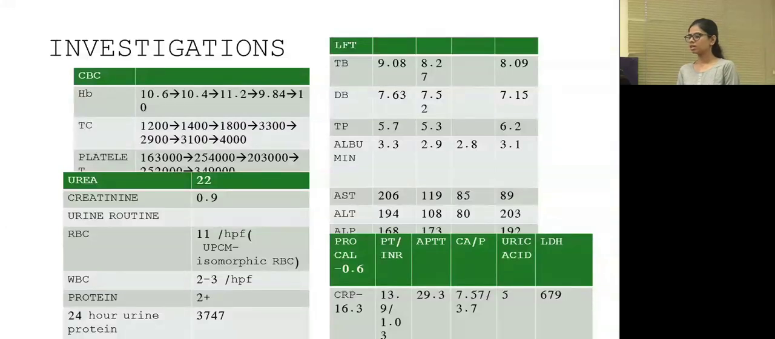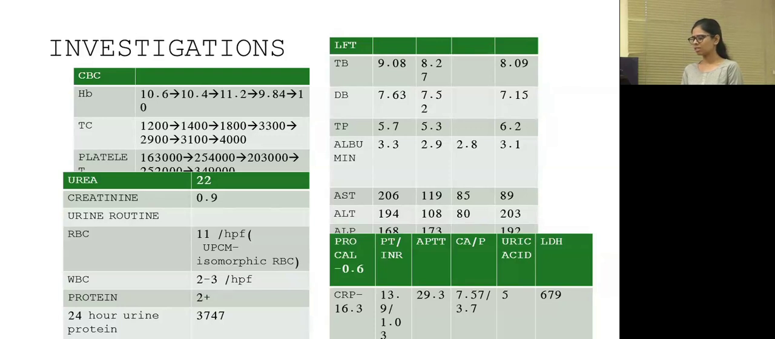On evaluation, his hemoglobin was 10.6 and the range was between 9.8 to 11 during his hospital course. Total counts were low, 1,200, and at the time of discharge it was 4,000, but it was persistently low in the initial phase. Platelet counts were normal. Urea creatinine was normal.